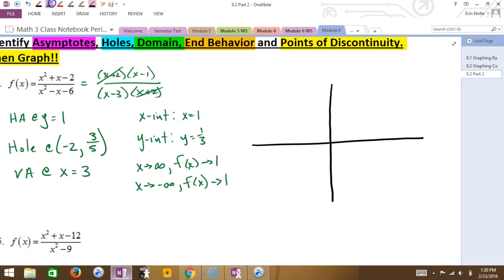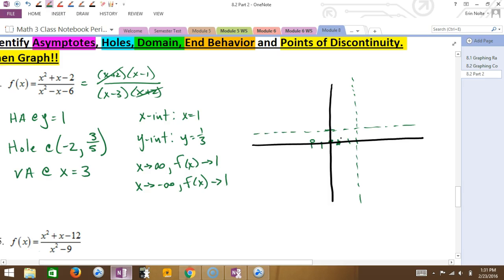All right, here we go. So we're going to graph all this information. I have a horizontal asymptote at 1, so I'm going to draw that as a dotted line. I'm going to go to my vertical asymptote at 3. I have a hole at negative 2 and 3/5. Negative 2, so it's going to be just slightly above. You guys know what a hole looks like, right? That's a hole. Perfect. The x-intercept is at 1, so that's a solid circle. The y-intercept is at 1/3. Just barely.